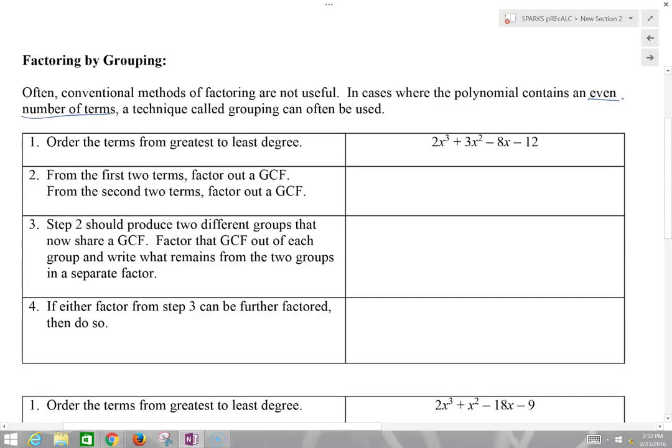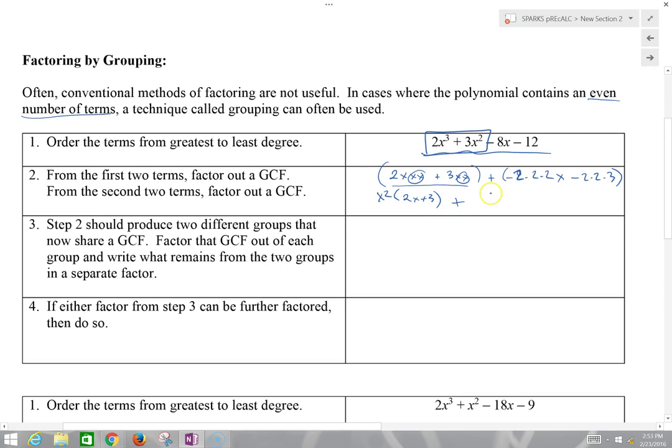So here's the order. First we're going to order the terms from greatest to least degree, which is the same step for all of these. From the first two terms, that would be 2x cubed plus 3x squared, we're going to see if there's something there that we can factor. Hopefully you're seeing some of this already. We're looking for things that are common here, which in this case is an x squared. So I factor out the x squared, which leaves me with 2x plus 3.